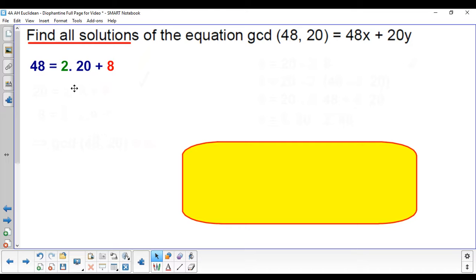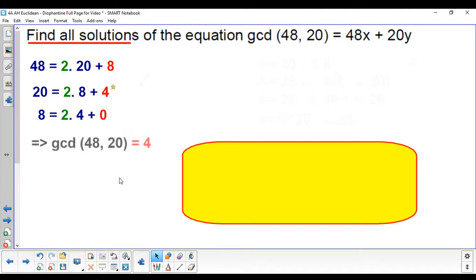So 48 is 2 lots of 20 plus 8, bring the 20 and the 8 diagonally down. 2 8s are 16, plus 4 is 20, bring the 8 and the 4, and as soon as you get a 0, you stop. So the greatest common divisor is above the 0, which is 4. So that you know how to do that.